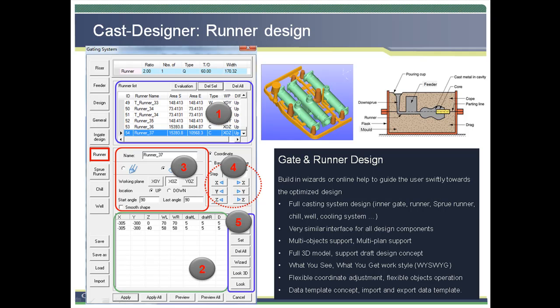During the runner design, the sections' number could be assigned by the user, or automatically. As the complex ratio of runner, the section, segment and runner concept was introduced in Cast-Designer. For a longer runner, one runner could combine many segments, and one segment includes many sections. On this concept, multi-gate runners could be connected automatically, based on the geometry.